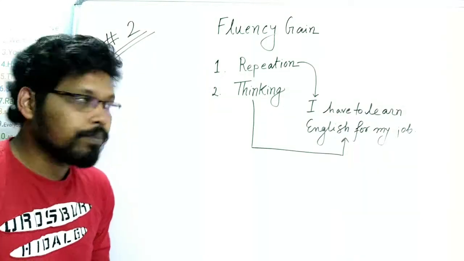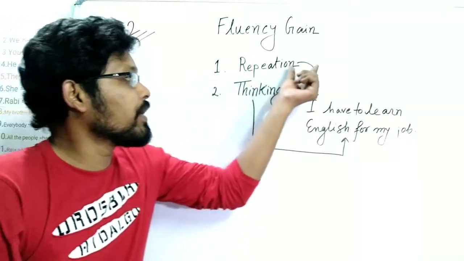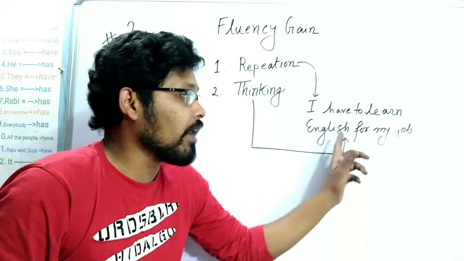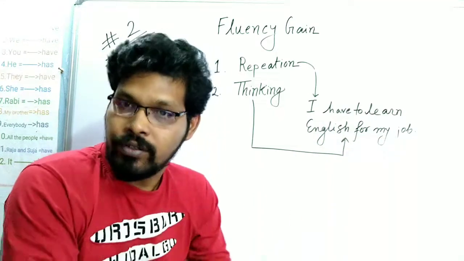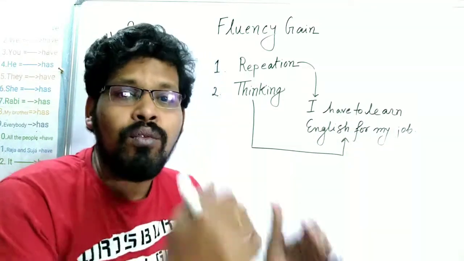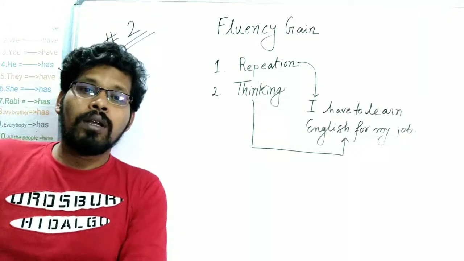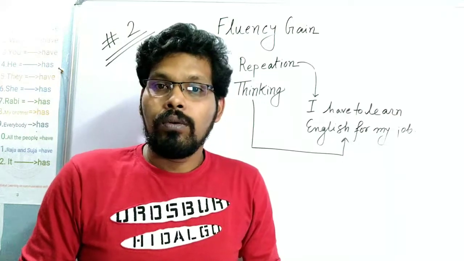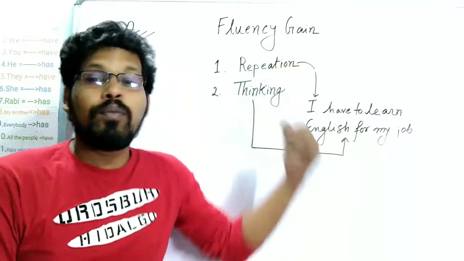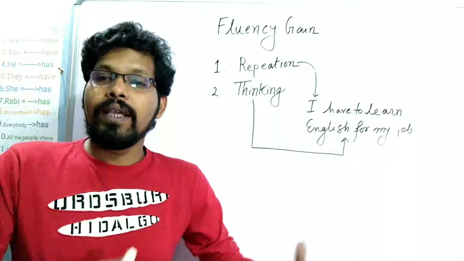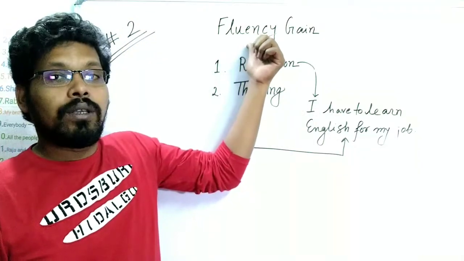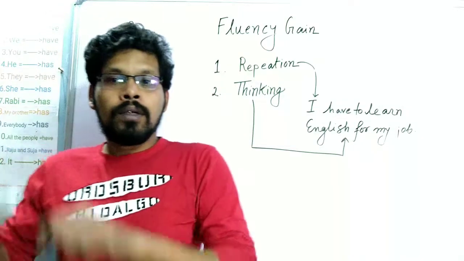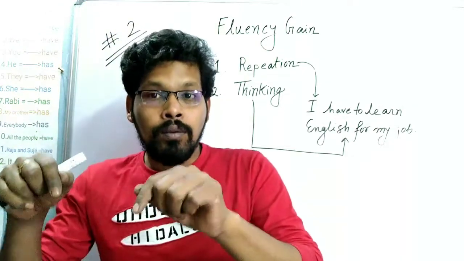Now friends, the first one is repetition, and there is a sentence: I have to learn English for my job. If you hear this sentence anywhere, you cannot say it fluently. Now we have to practice by repetition. How can we gain fluency? I am telling you now, I will prove it.